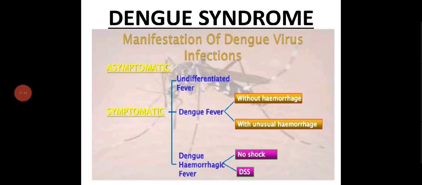So what are the dengue syndromes? It is a manifestation of dengue virus infection. First, it is asymptomatic, and then there is symptomatic. In symptomatic, again, there are three types: undifferentiated fever, dengue fever, and dengue hemorrhagic fever. Dengue fever is further classified as without hemorrhage and with unusual hemorrhage. And dengue hemorrhagic fever is classified again as no shock and with shock.